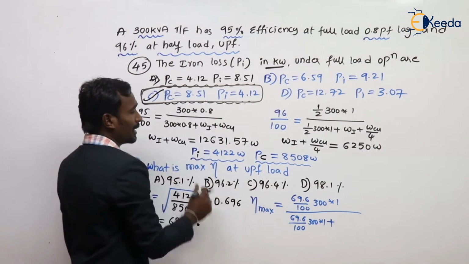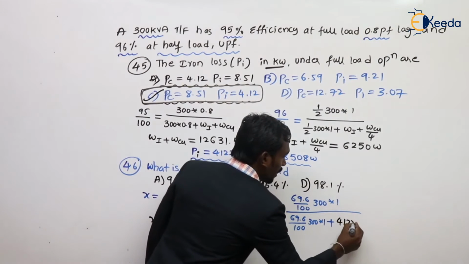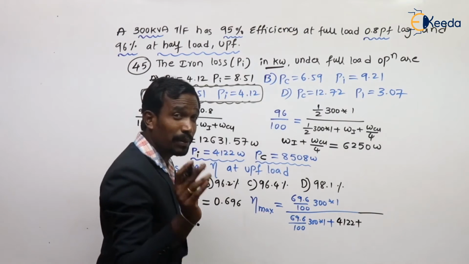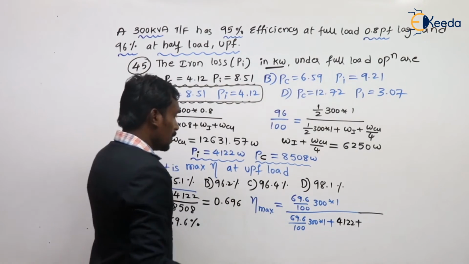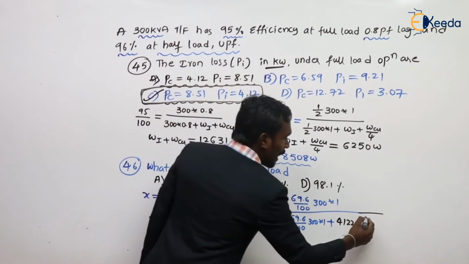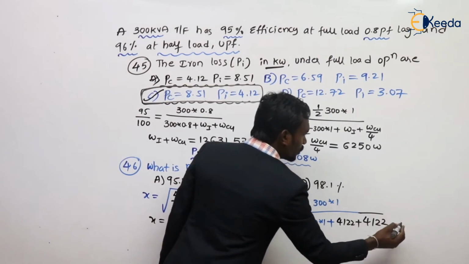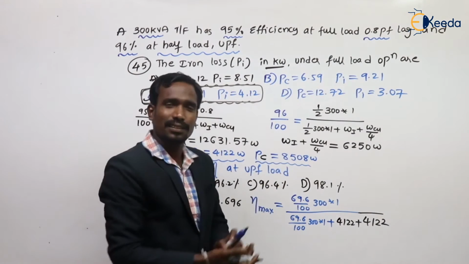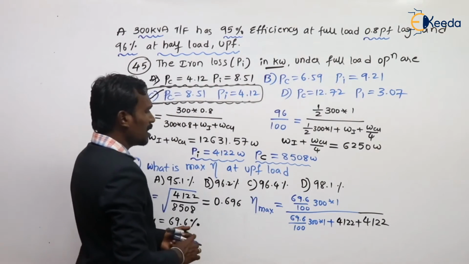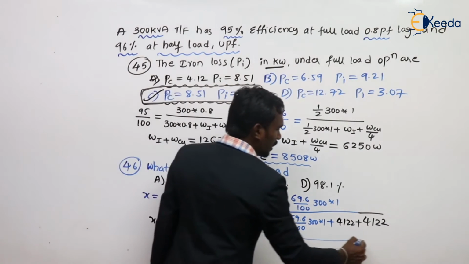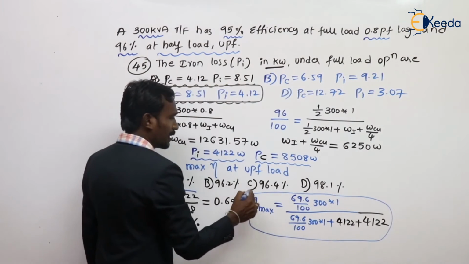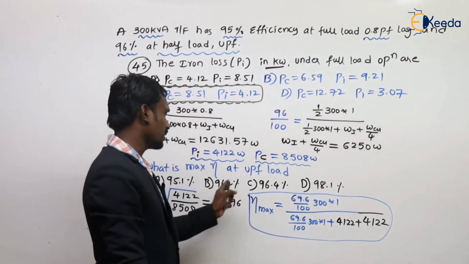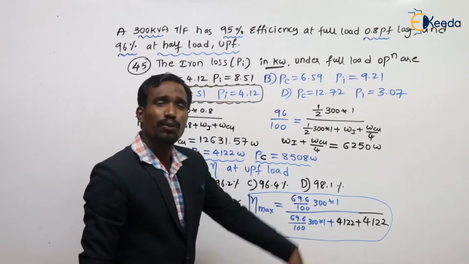iron losses. What are the iron losses? 4122, plus copper losses. But remember, to get the maximum efficiency, copper losses is equal to iron losses. So this is the maximum efficiency. If you solve this, you can get the answer. Solve it and see which of the following is the correct answer.